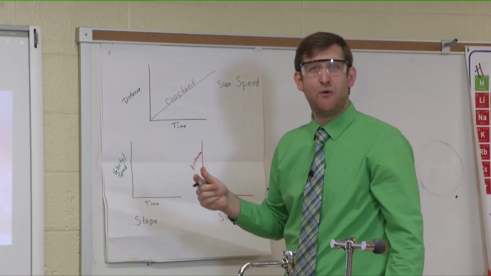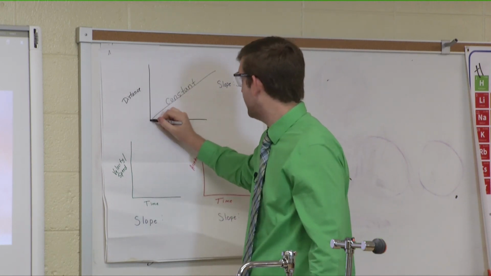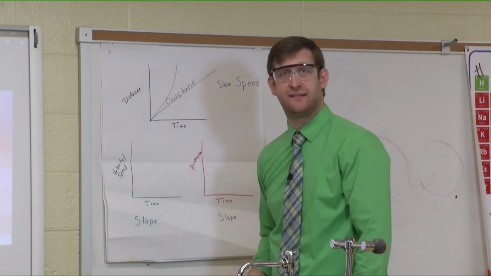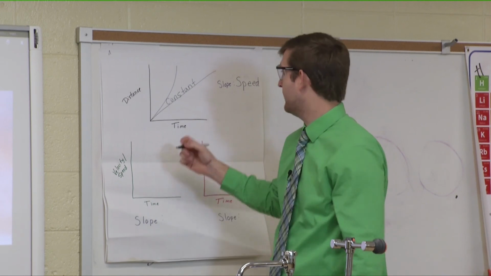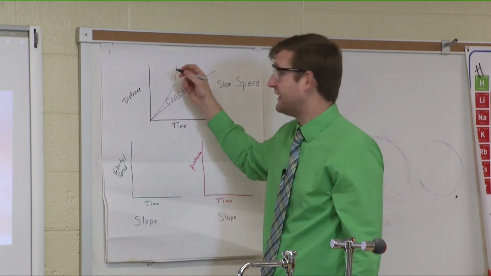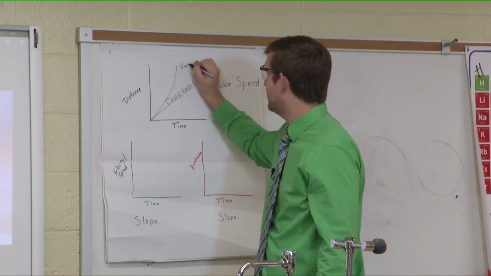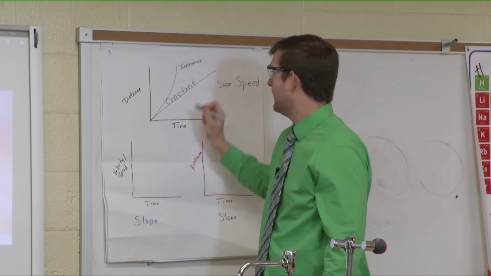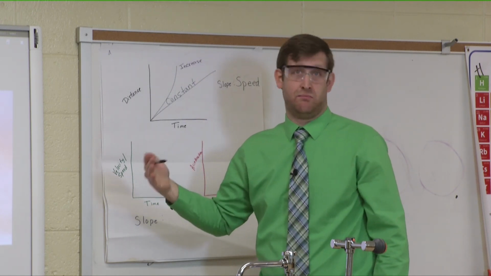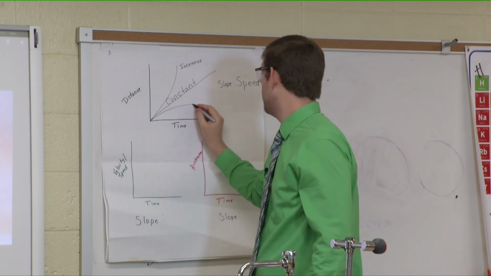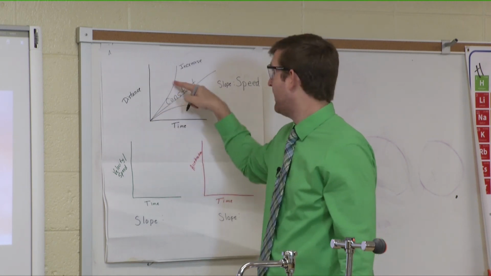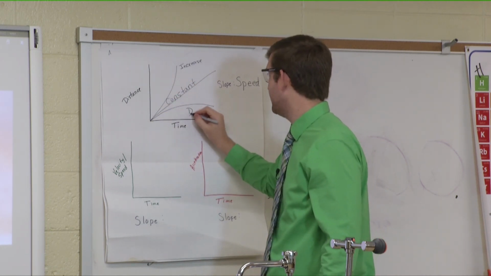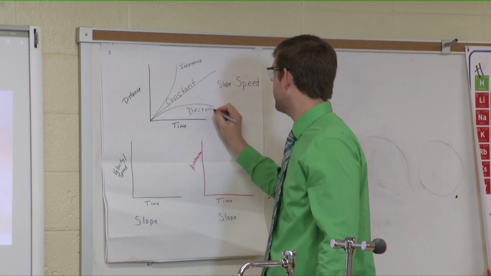speed. If you have a slope that increases, let's say like this, what is that speed doing, you think? Well, it's obviously increasing. So that shows an increase in speed. And then you can have a slope that decreases. So if we have an increase constant, this would be a decrease.